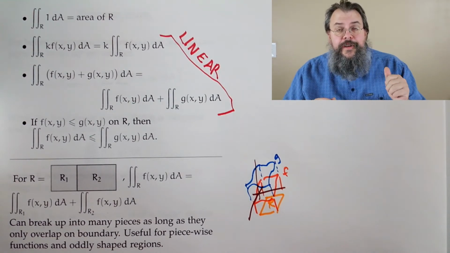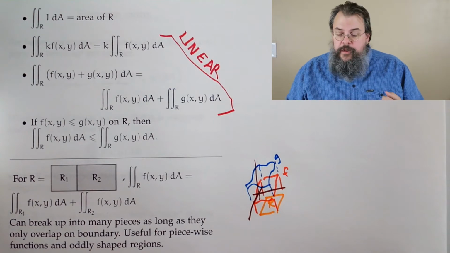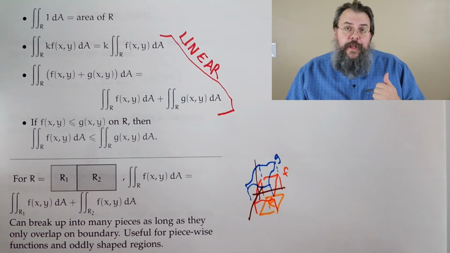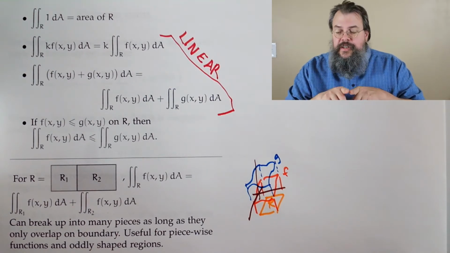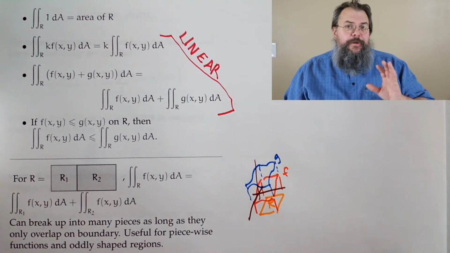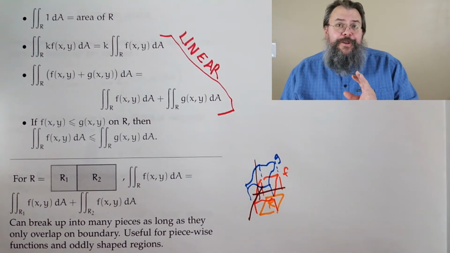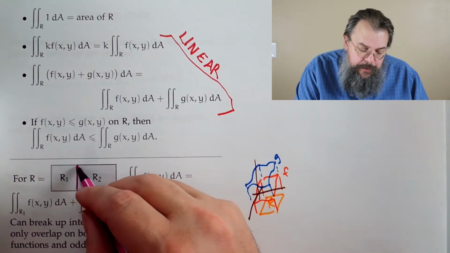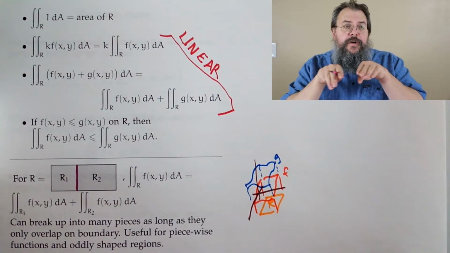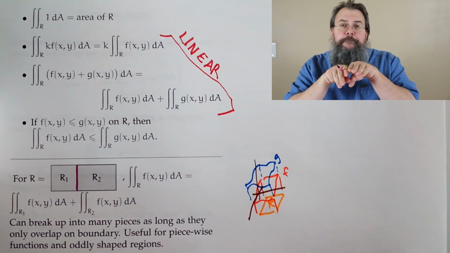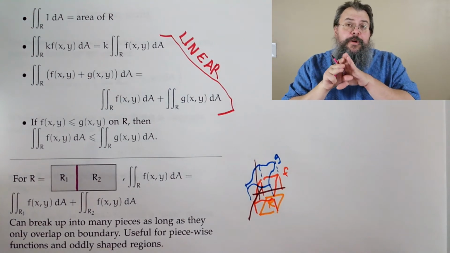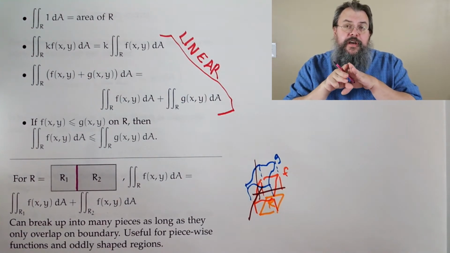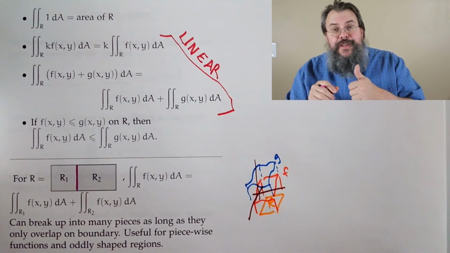The only rule is, when regions overlap, they can only overlap on the edges. You might say, wait, something seems wrong with our picture. Aren't you double counting the place where they come together? The reason that we're okay is that if you think about where they come together, it's a one-dimensional thing.